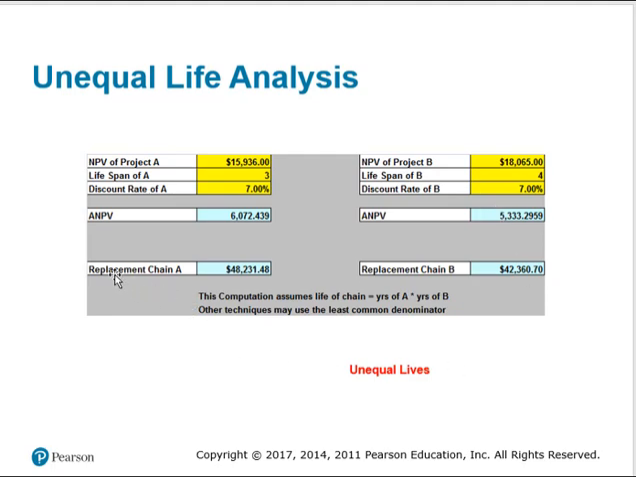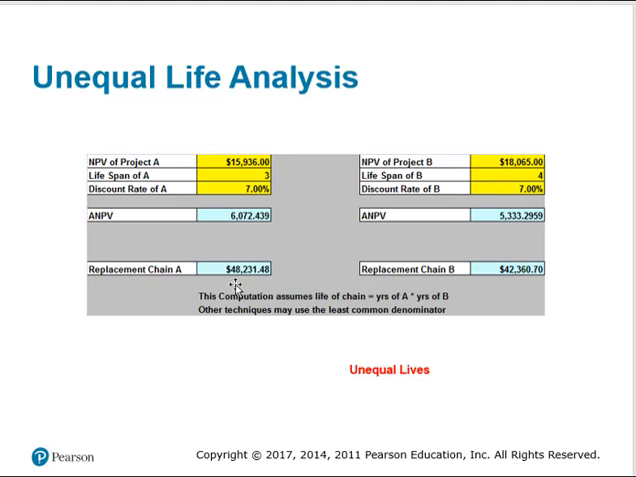In addition, if you use the replacement chain, we would have to find the net present value for how many times we would do A and B. Now, the assumption of this particular analysis uses the number of years of A times B to determine how many years there will be. So we will actually do this project 3 times 4. We would do it 12 times. You would find the net present value of that.